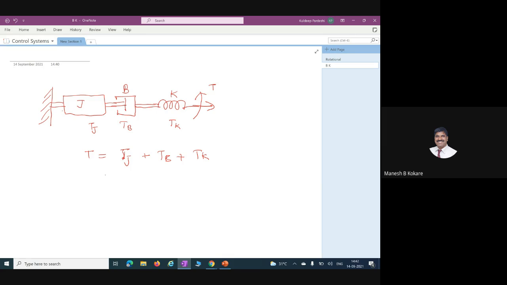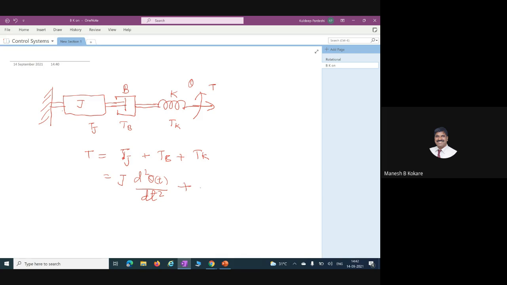Now, what is this torque Tj? You know that Tj is equal to, suppose for example angular displacement is theta, so this is given by J into d2 theta(t) by dt square. Okay, so this is the mathematical model of the moment of inertia element.